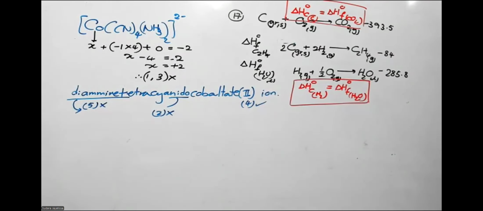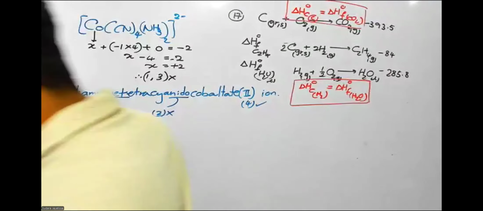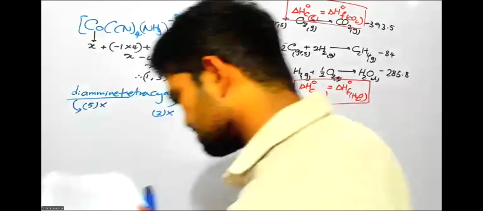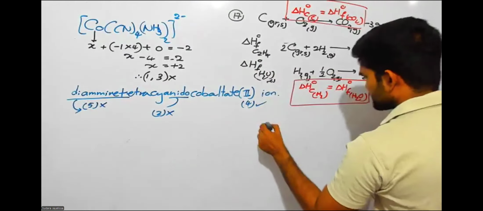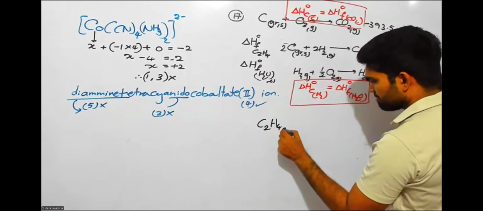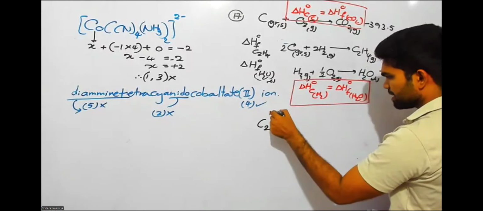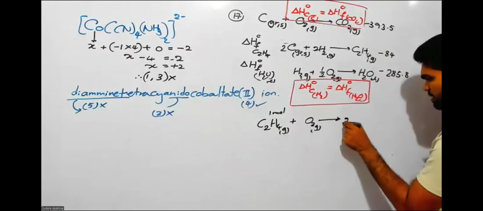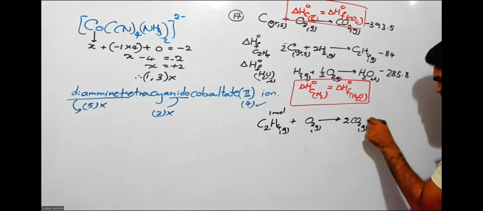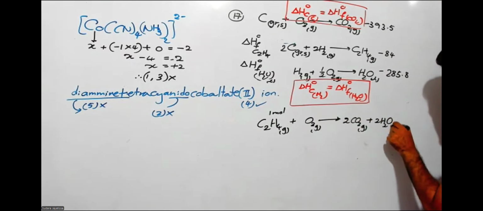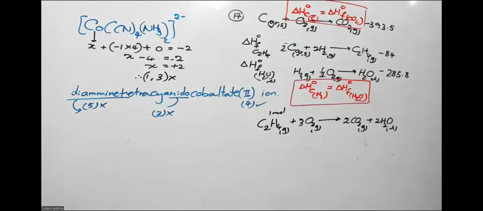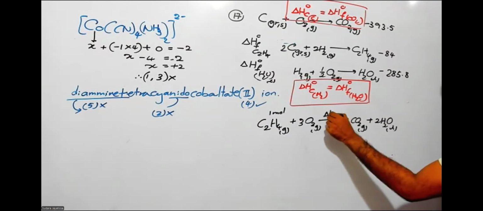Now remember them from this MCQ. Because they are asking about the combustion enthalpy change of C2H4, if I am correct. Yeah, C2H4 combustion enthalpy change. So take 1 mole of this compound and it reacts with excess oxygen to form 2 carbon dioxide gas and 2 liquid water. And here you need 3 O2. So this is the combustion. So we need this enthalpy change.